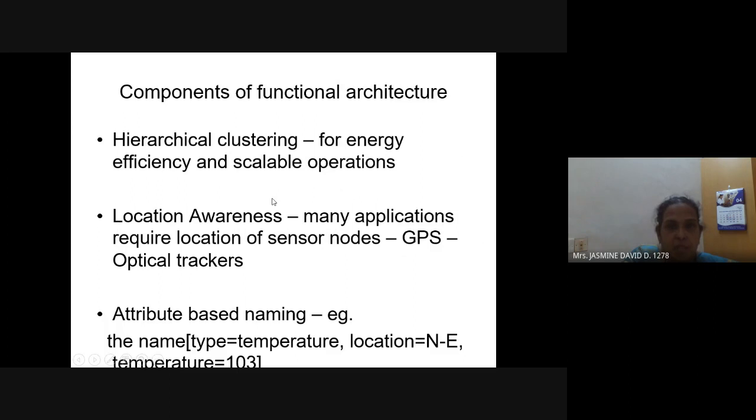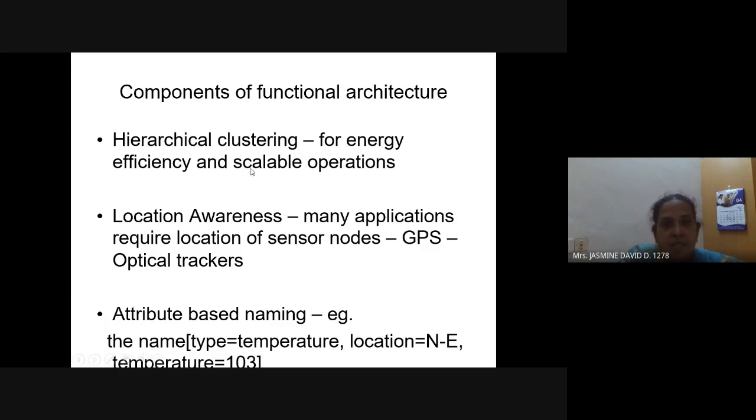Already I told you what scalability of the network is, right? The network should be able to accommodate new nodes, or give way to a node moving from this particular network to another network. Sometimes a node may die, or new nodes may join. Our network should be such that it accommodates all the other nodes also. That is the scalability property of a network. The components of the functional architecture are hierarchical clustering, location awareness, and attribute based naming.